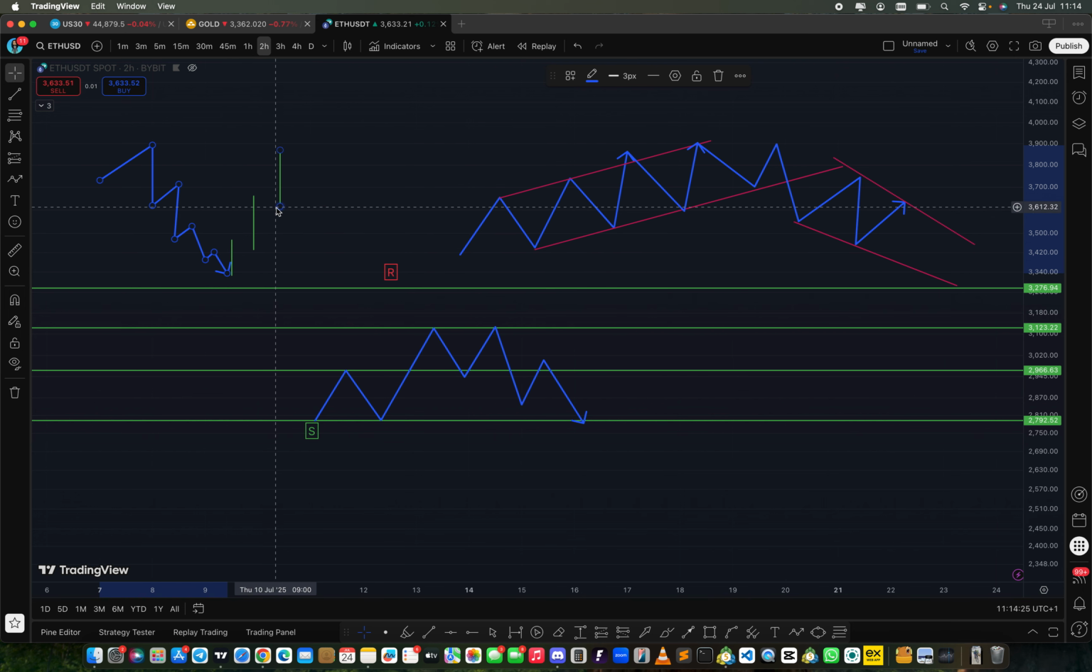This is my fair value gap. Your fair value gap is the third one. Your order block is the first one that actually caused the breakout, the one that caused the event to start happening. The one that caused it is your order block, while the third one is your fair value gap.